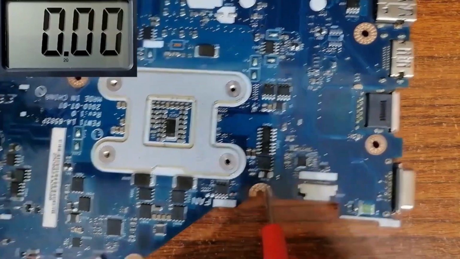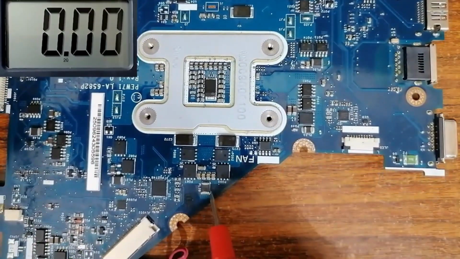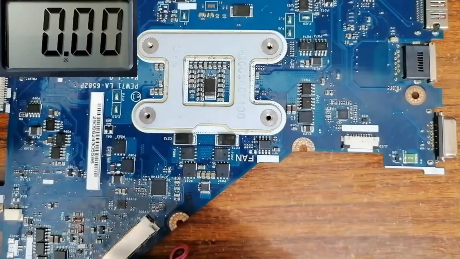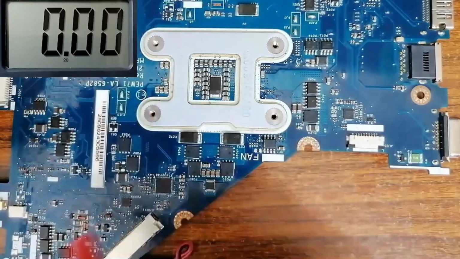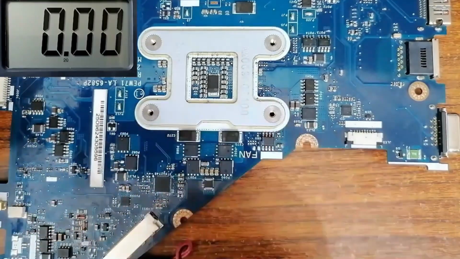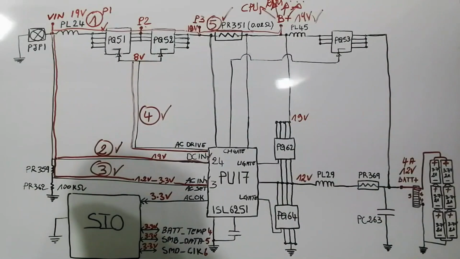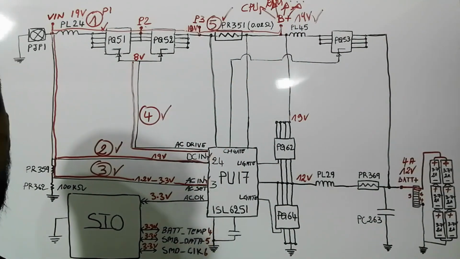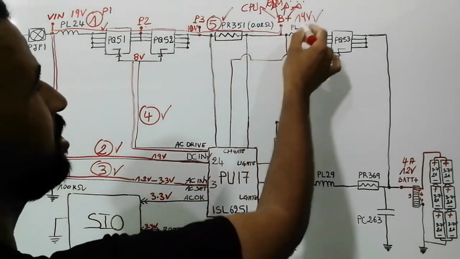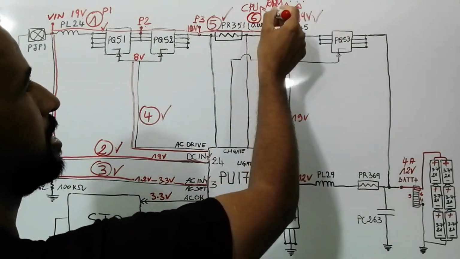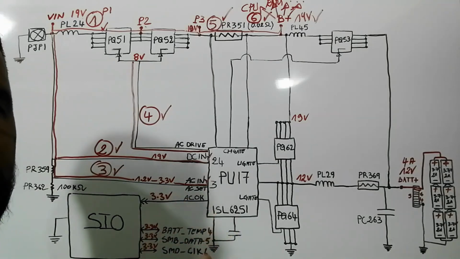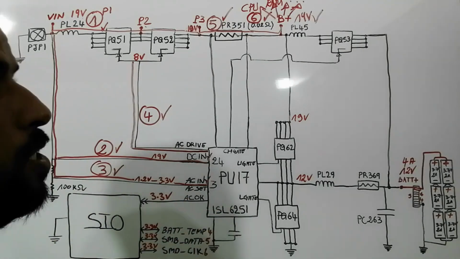Why do I check 19 volt on this kind of inductors? Because those inductors are always at the input of every circuit. So the 19 volt is distributed to all circuits in the motherboard. Good. We find that the B plus is distributed to all circuits in the motherboard. Means this step, step number 6, is also good. The distribution of the main voltage is done 100%.